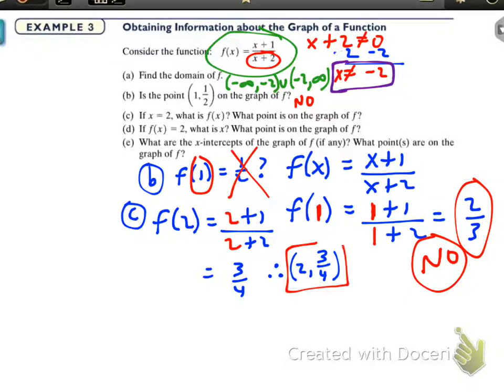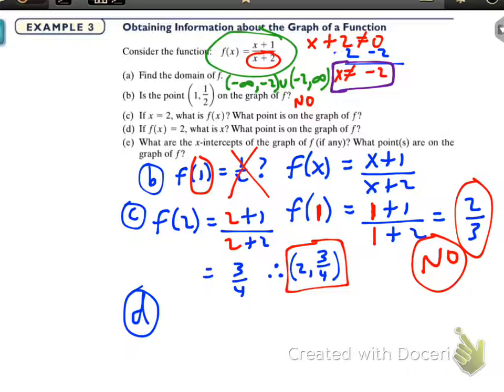Okay? For some people, they look at these and think, well, yeah, that's exactly right, but trust me, there are plenty of people who have a hard time making sense of all the different vocabulary, and that's what this lesson is all about. Part D: if f of x equals 2, what is x?